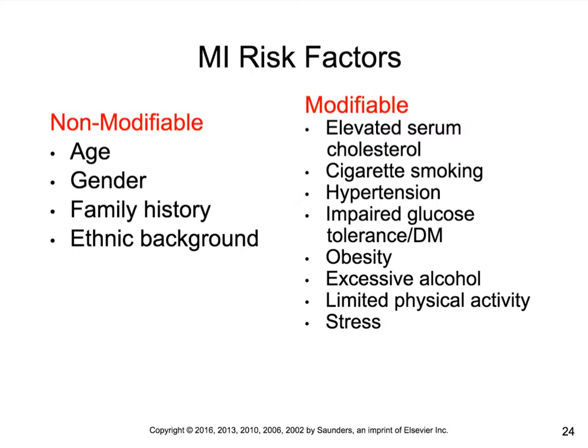We know that cigarette smoking, if they stop smoking cigarettes, that can decrease their risk. High blood pressure causes a risk for the development of arteriosclerosis, which means the hardening of the arteries. Uncontrolled diabetes absolutely can lead to the buildup of plaque and the damage to your vessels due to the elevated blood sugars.